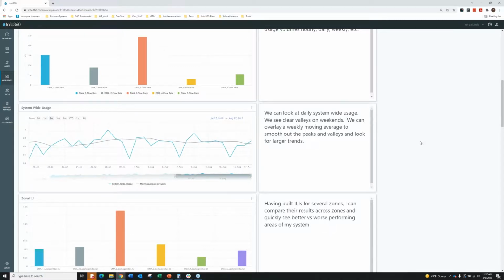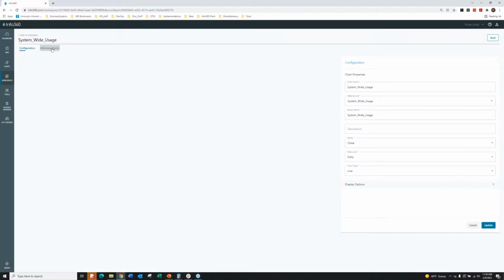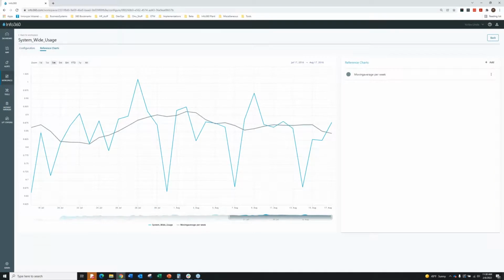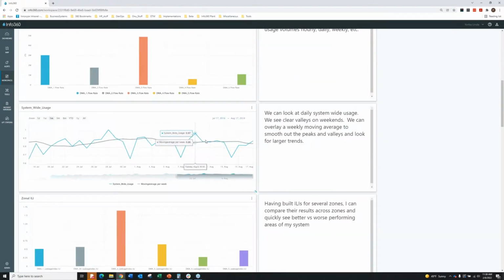We can look at system-wide usage trends, right? When we look at this, it's the combination of all my DMAs rolled up into one. Obviously, we see peaks and valleys here. The valleys strongly correlate with weekends. And then I can overlay, and as you see here, I've overlaid a moving average on this chart. How did I do that? Just so you can see real fast, I just have this set as a reference chart with a specified reference period, and there's a lot of different ways that you could overlay the reference chart.